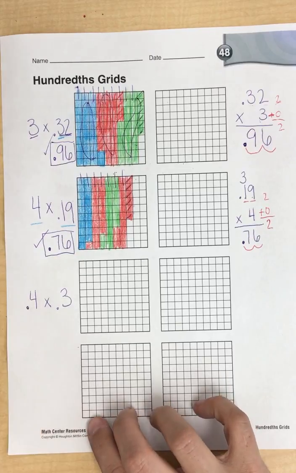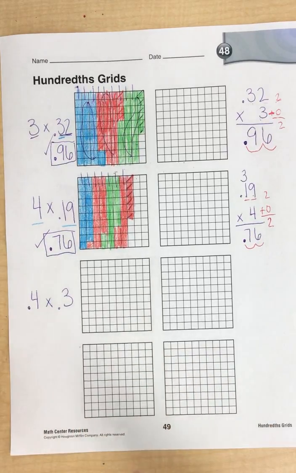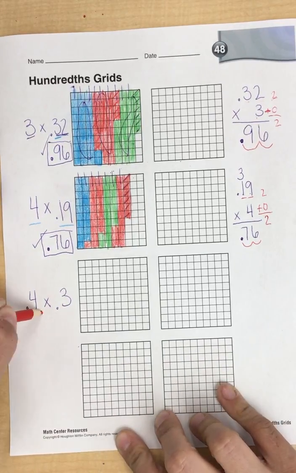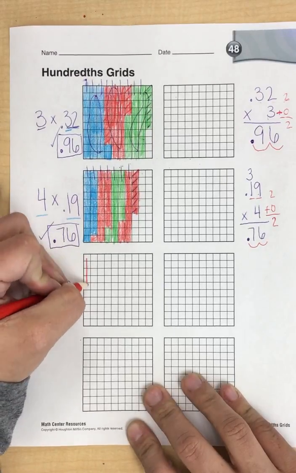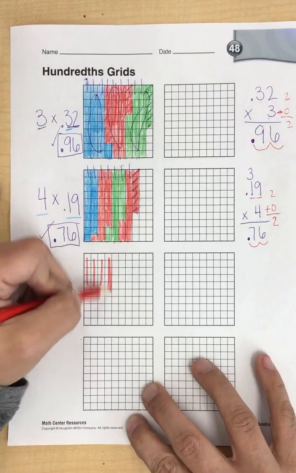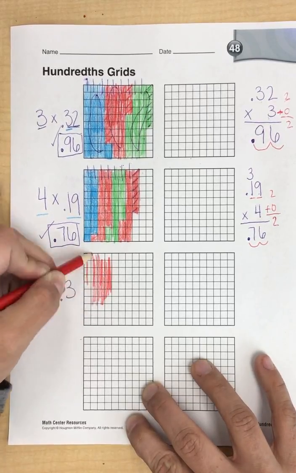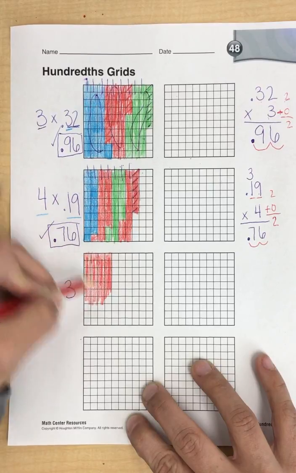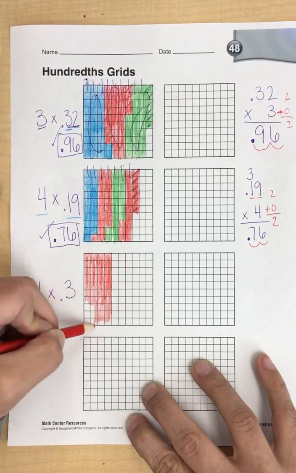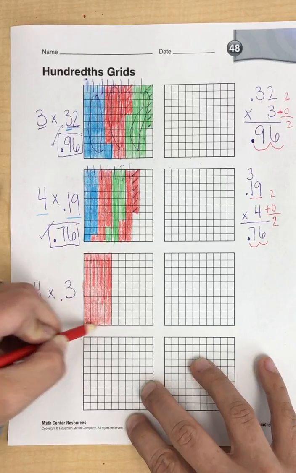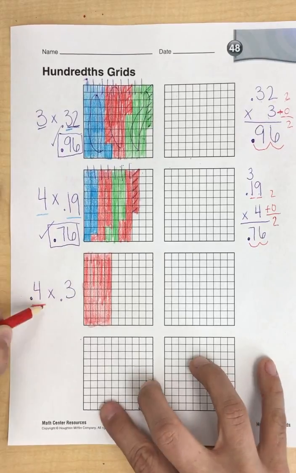My first decimal is going to tell me how many rows or columns I need to shade in going up and down. So my first number, I have 4 tenths. So I'm going to shade in 1, 2, 3, 4 different lines, 4 different tenths. So I'm going to take that and I'm going to shade it in. Okay, so I've shaded in my first decimal.